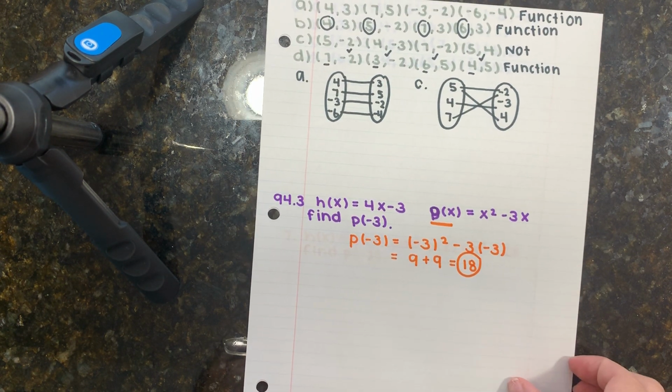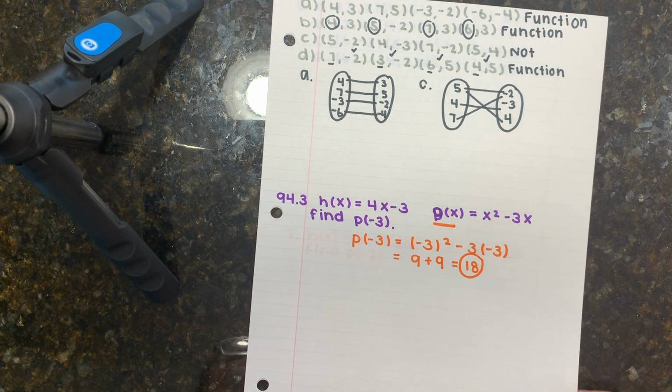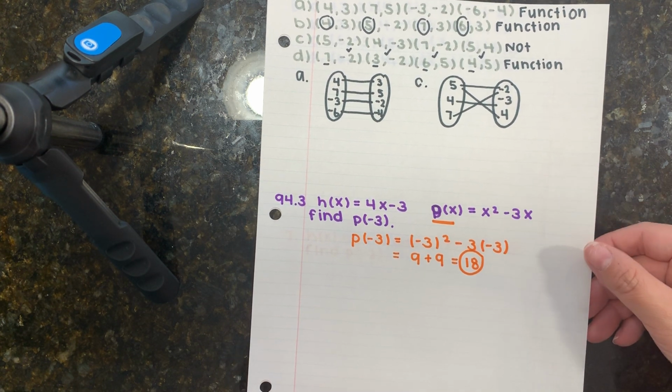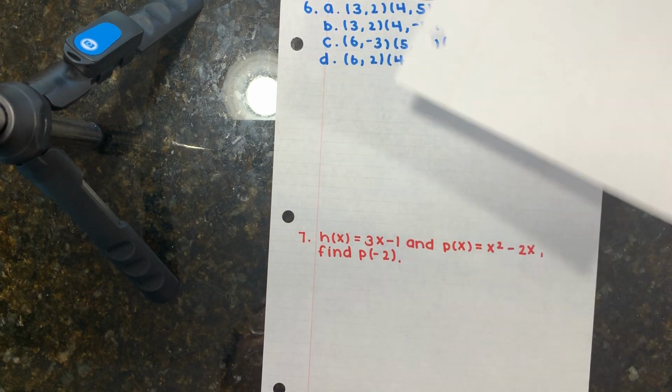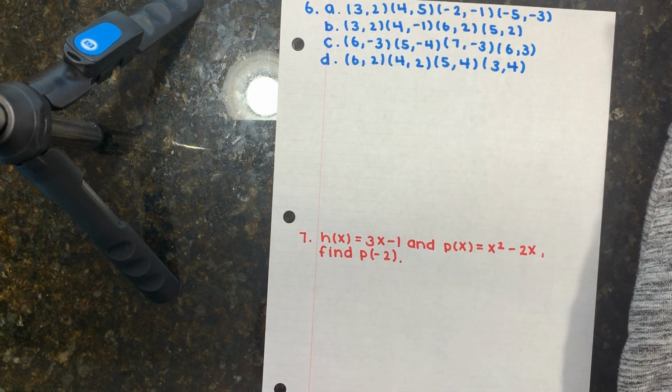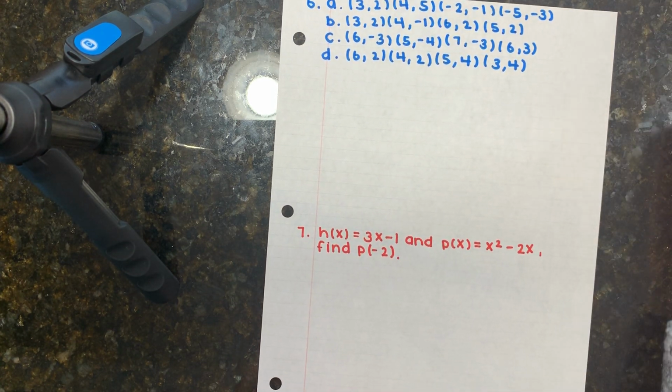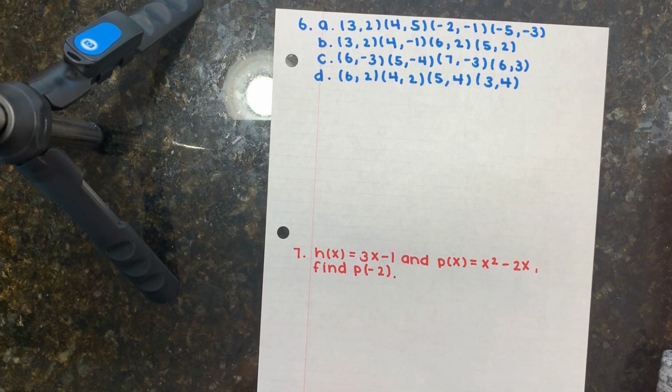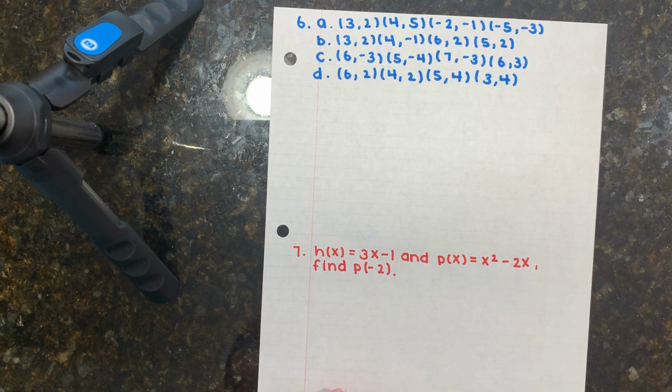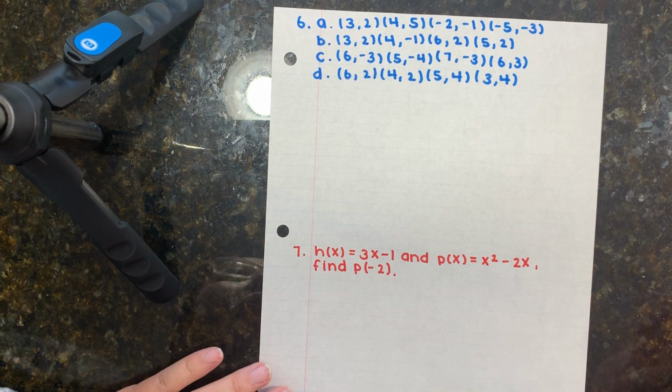Now those are the examples that they go through in the book. Now I want you to pause this video and I want you to try them on your own. So I want you to try numbers 6 and 7 on your own. When you're done, I'm going to go through them. So you can unpause the video once you have tried them. Now I'm going to look at number 6.